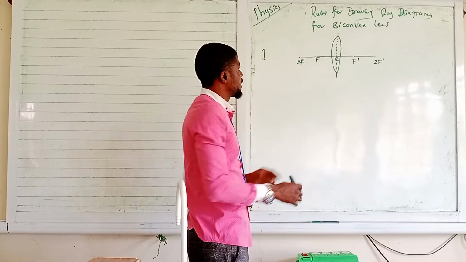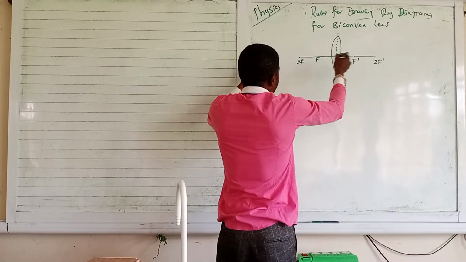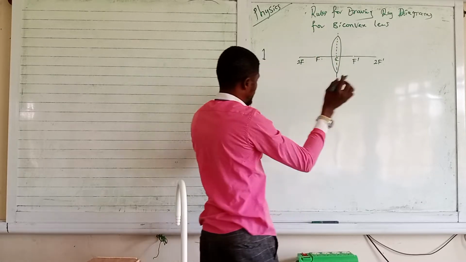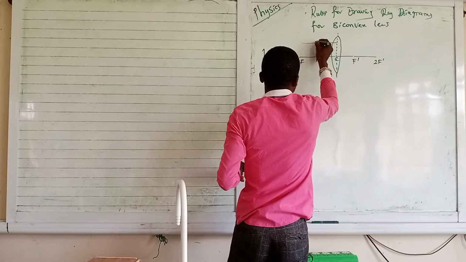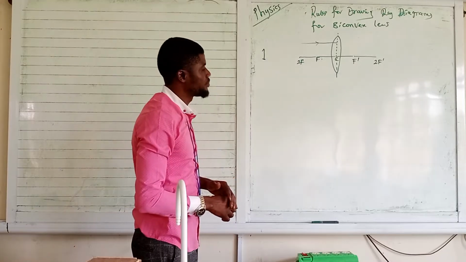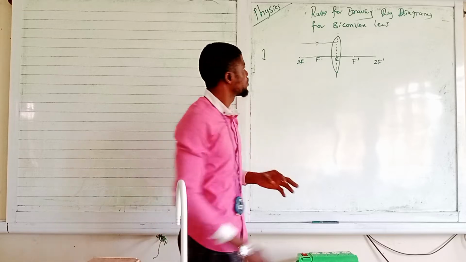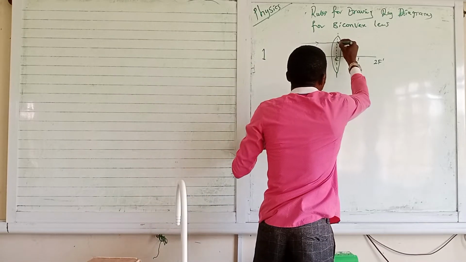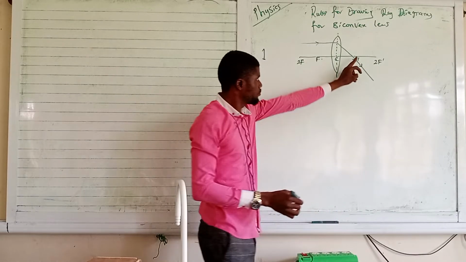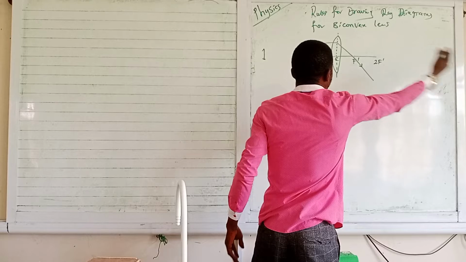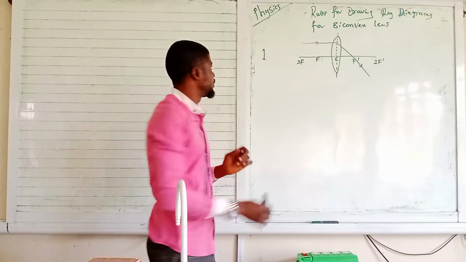Rule number one. A ray of light. I can position a ray of light. Let me just not position it. So this is a ray of light. A ray of light passing parallel to the principal axis. After refraction at the center of curvature, it must pass through the focal point. If it is coming from this end, it must pass through this place. That is rule number one.